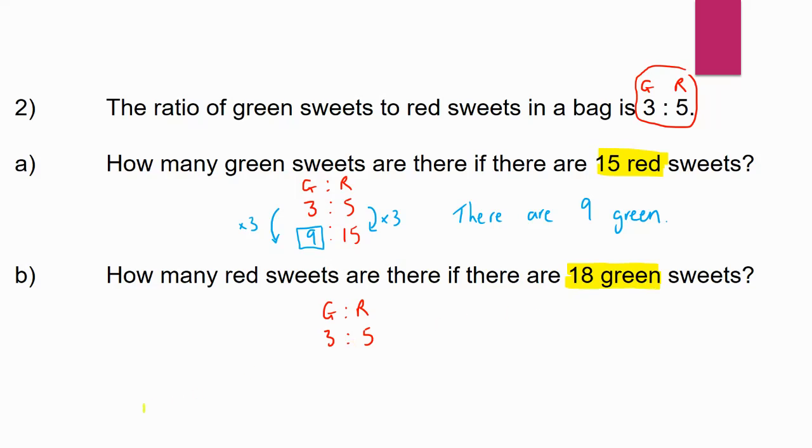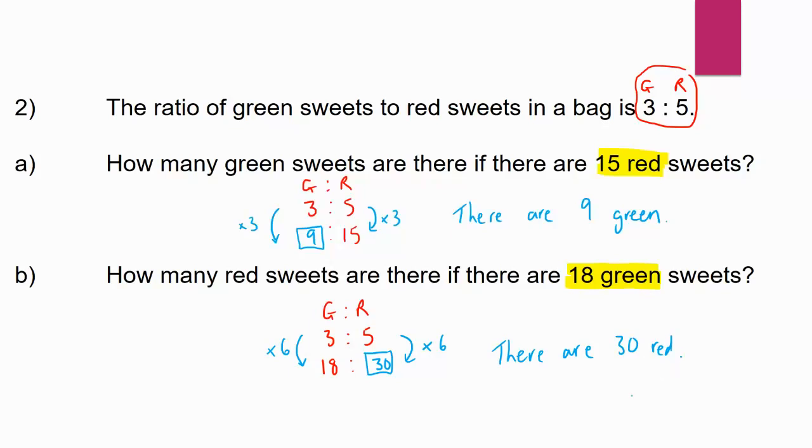So where do I put that 18 green sweets? Well, I'm going to put that under the green part of the ratio. So that goes under the 3. And again, we'll see that there's nothing underneath the 5. So that's what we've got to try and find and work out. So what do we multiply 3 by so that it gets to 18? Well, 3 times 6. And what do we multiply 5 by? Well, also multiply it by 6. And 5 times 6 will give me 30. So on this question, there are 30 red sweets.